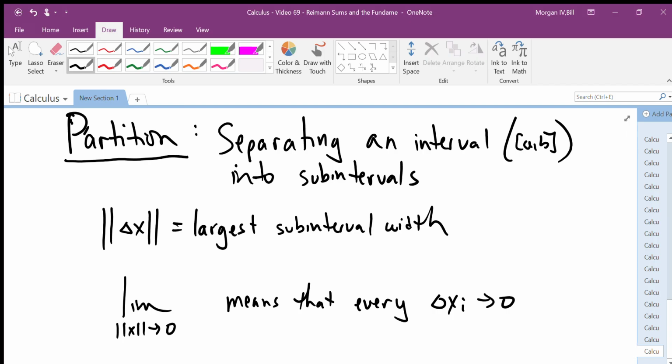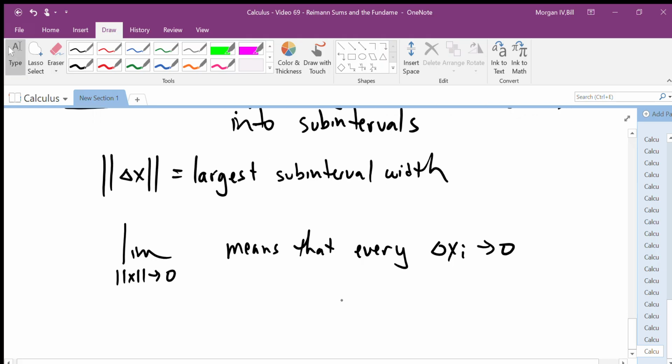In order to do this, we have to have infinitely many rectangles for them to approach 0. For the largest and for all of them to approach 0. So in my mind, I'm still thinking I need infinitely many rectangles, but this kind of makes sure that we're keeping track of the situation where I have infinitely many rectangles, but yet the largest one doesn't go to 0. So we're forcing the largest one to go to 0.